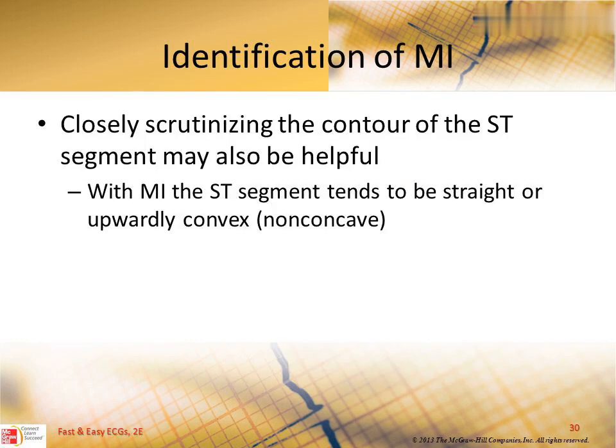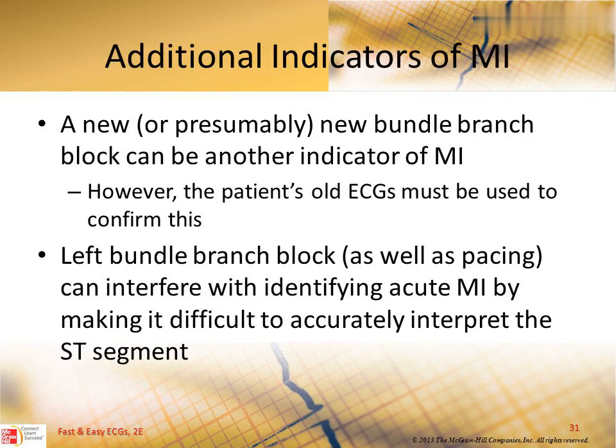Identification of MI: closely scrutinizing the contour of the ST segment may also be helpful. With MI, the ST segment tends to be straight or upwardly convex, non-concave. Additional indicators of MI: a new, or presumably new, bundle branch block can be another indicator of MI. However, the patient's old ECGs must be used to confirm this.